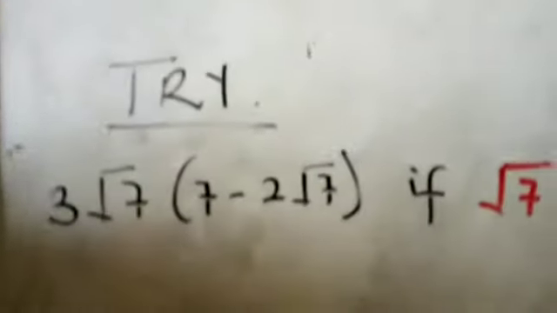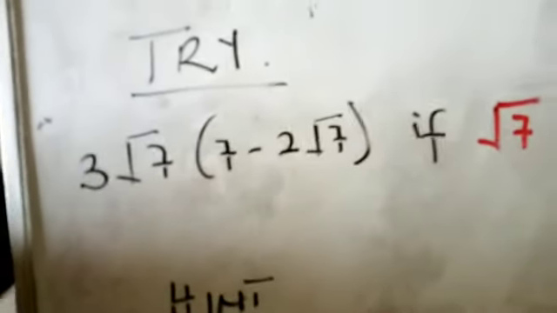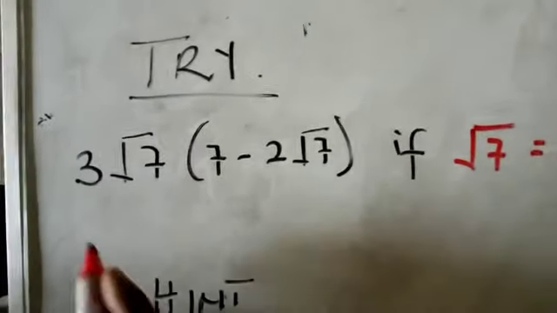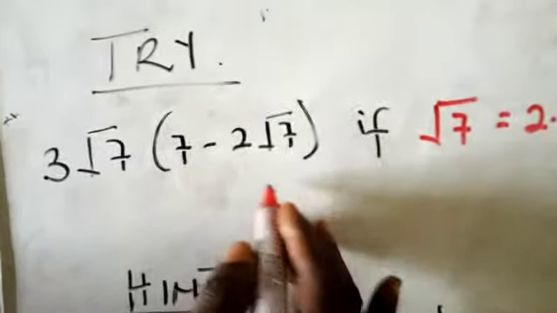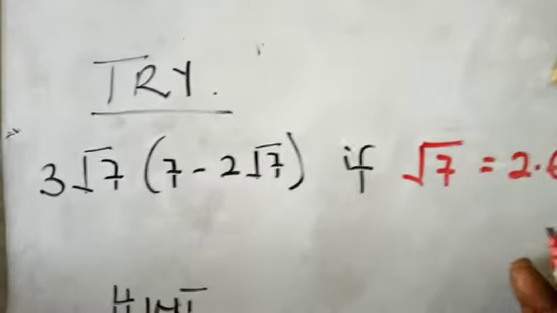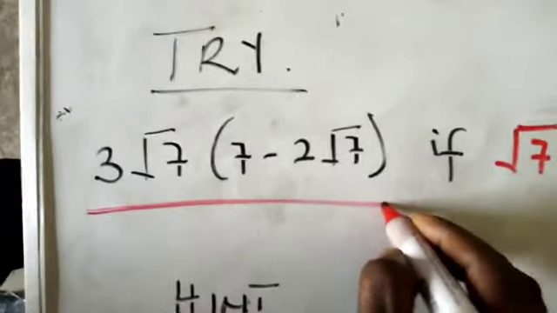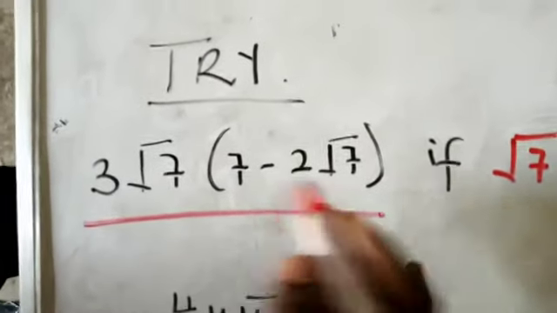I have a nice question for you. This is also a pure exams past question, so you may consider trying this and give us your answer in the comment section below. We are having 3 root 7 multiplied by whatever is in the bracket here, if root 7 is equal to that. So a hint to that is, what do you do? You first of all simplify this. Is that okay? You know how to simplify.